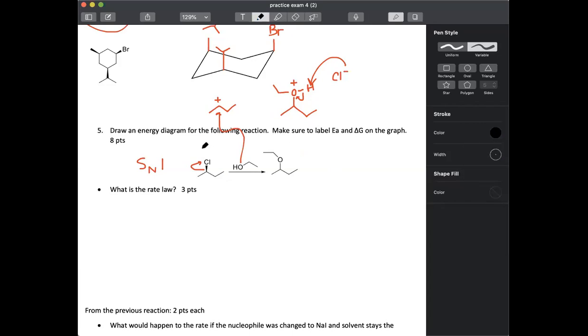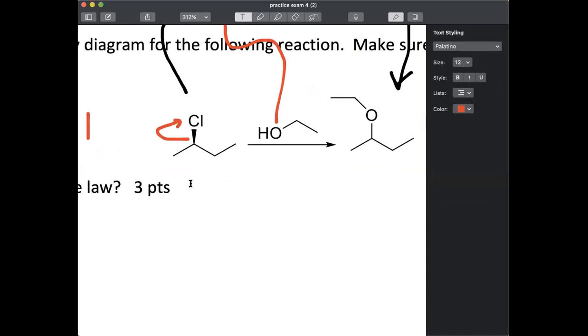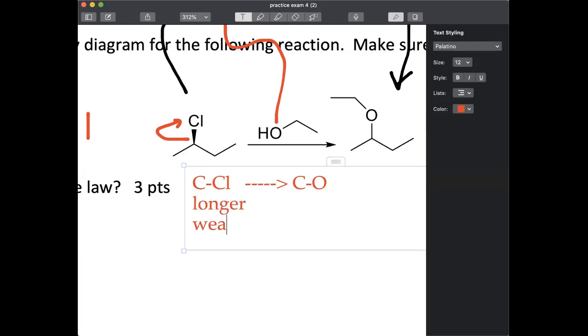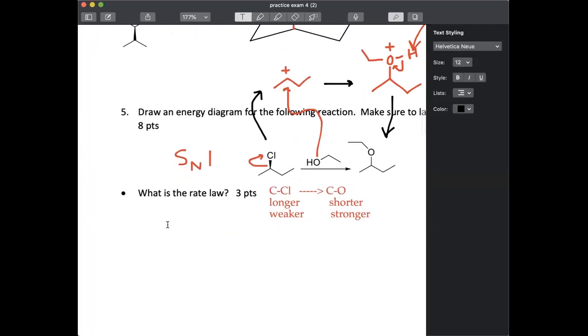Nice. Yeah, so we're going from a C-Cl bond to a C-O bond, right? So we know, let me go over here. C-Cl to C-O, right? And since Cl is bigger, the bond is going to be longer, therefore it's weaker. Whereas here, we know oxygen is smaller than chlorine, so shorter bond, and therefore it's stronger, right? And so since we're going to a stronger bond, we're going to a more stable energy state.